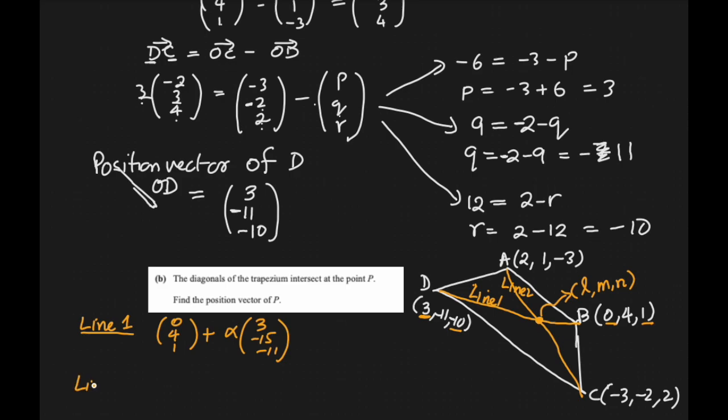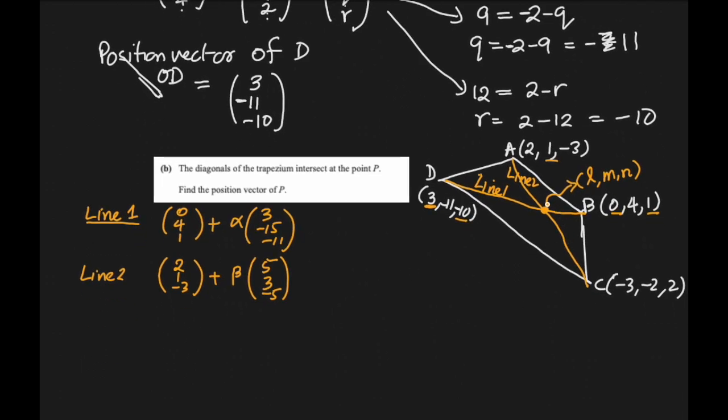What is the equation of line 2? Line 2 is this one where I'll take one of the points, let's say 2, 1, minus 3. 2, 1, minus 3 plus beta and the vector. 2 minus minus 3 will be 5. 1 minus minus 2 will be 3. And minus 3 minus 2 will be minus 5. So these are the equations.